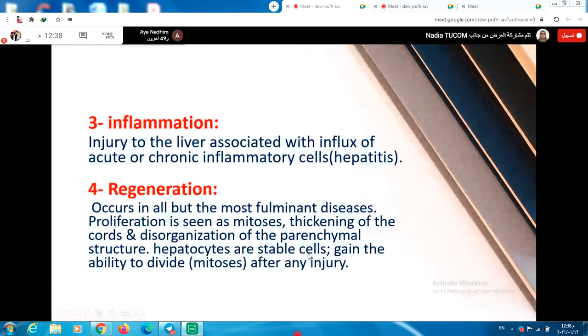And there is another type, permanent cells. Exactly. Neurons are that type of permanent cells that have no ability to regenerate. So neuronal loss is permanent loss.